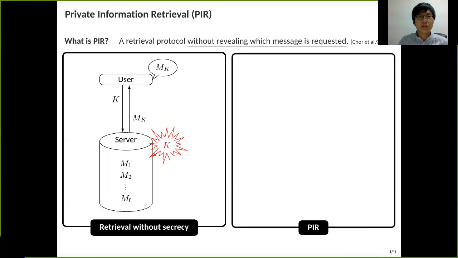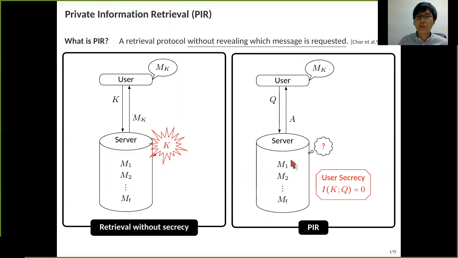However, in this case, the server also knows the user's information K, which one is requested. So in PIR, we want to keep this K secret from the server. For that purpose, the user sends Q, some query, instead of K, and gets some answer to retrieve MK. However, the server shouldn't know K at the end of the protocol, so the server's information Q should be independent of K. We write it by the mutual information between K and Q equals 0.